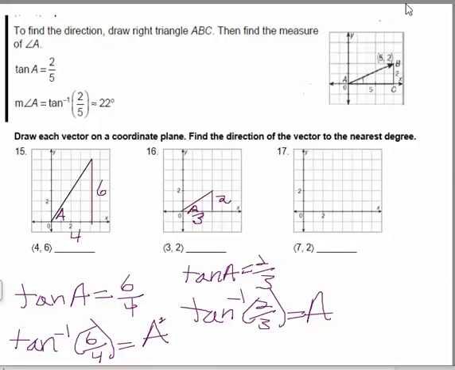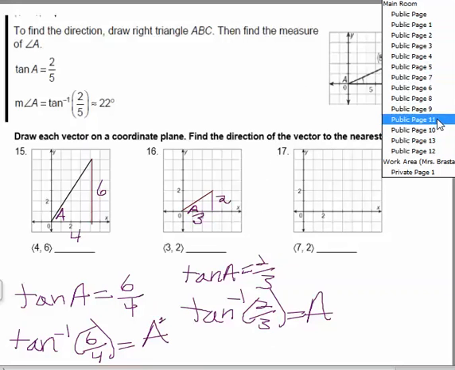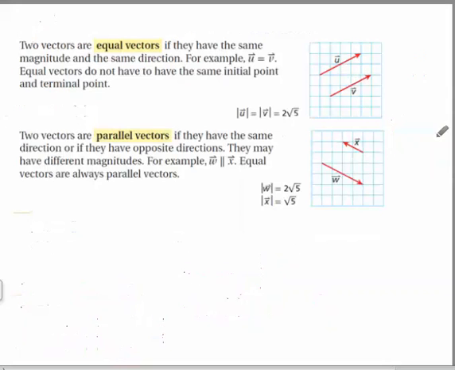Okay, there's not much left on this. Equal vectors have the same magnitude in the same direction. They'll have the same slope. They'll have the same length. That's about all you need to know for that. And parallel vectors don't have to have the same length. They just basically need the same slope or the opposite slope, which is the same direction or the opposite direction. Those are parallel.